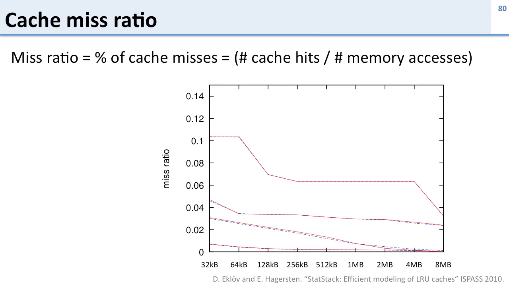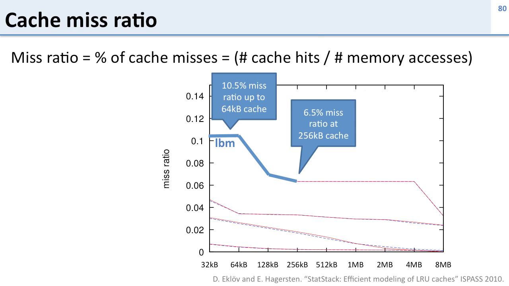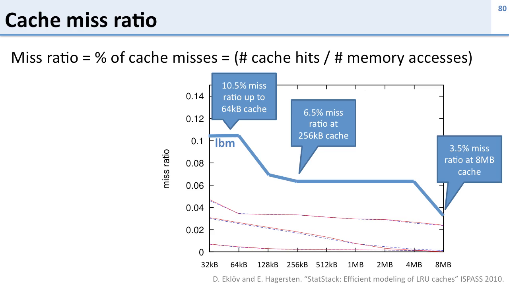So let's take a look at some miss ratios. Here are miss ratios for 4 applications for different size caches. Here's one application, LBM. For this LBM application, we can see it has a miss ratio of 10.5% up to a 64 kilobyte cache. When the cache size increases to 256 kilobytes, its miss ratio falls to 6.5%. And then finally, when it gets 8 megabytes of cache, its miss ratio falls all the way down to 3.5%.